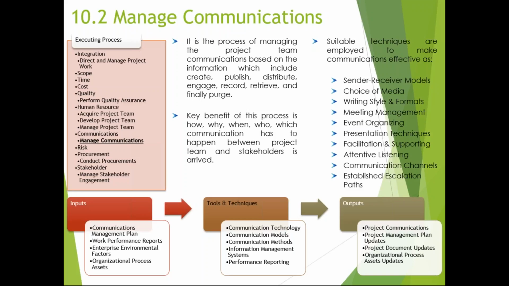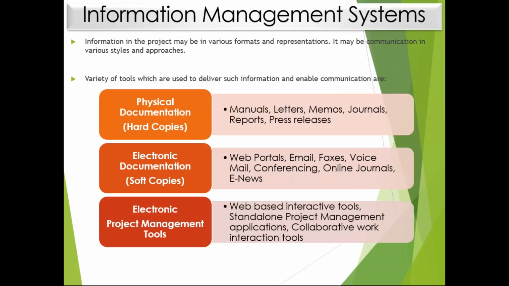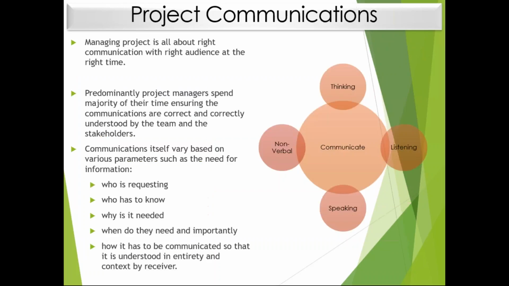The information management system is where you maintain records of whatever information you have sent out, so that tomorrow, if there is any dispute, you can always go back and say this information I've already shared with you. Project disputes might happen when the project is not going in the right direction. So we need the information management system and performance reporting about communication effectiveness. It will have physical documentation, which is hard copies, the soft copies, and web-based interactive tools, which are standalone project management applications and collaborative work interaction tools.